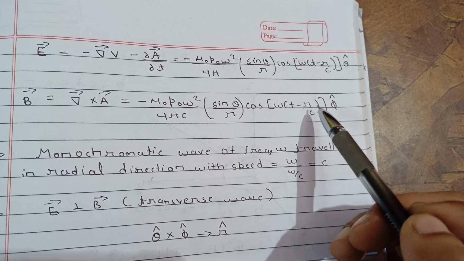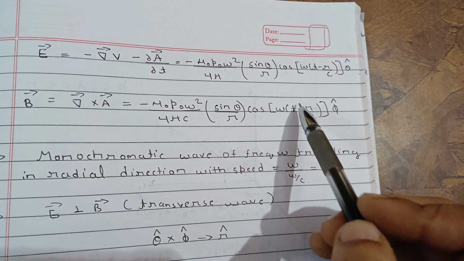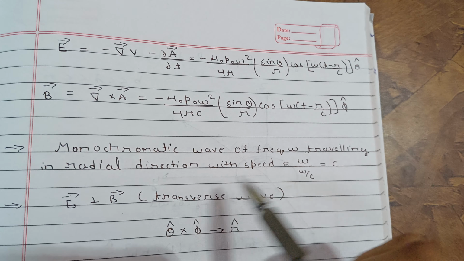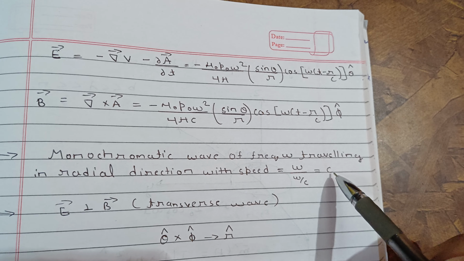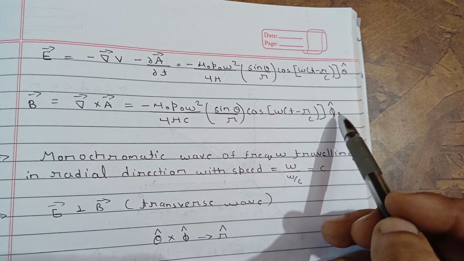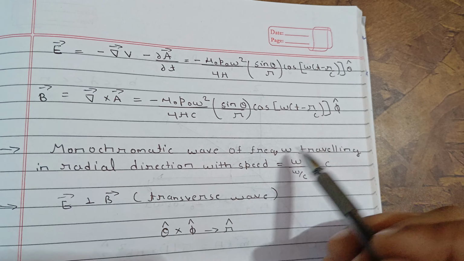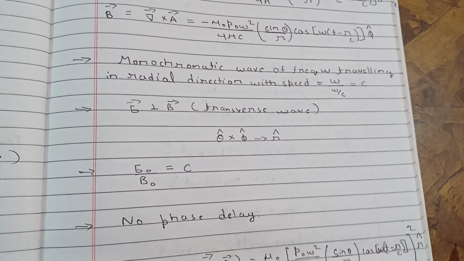From here you can find the propagation vector k also, that is omega t minus omega r by c. So omega by c will be your k. So speed will be nothing but omega by k. In place of k we write omega by c, so omega will cancel out, and you will get c. So again the speed is c, and theta cap cross phi cap will give you r cap. So that is the property of an EM wave. That's how we verify that this is an EM wave due to a dipole.